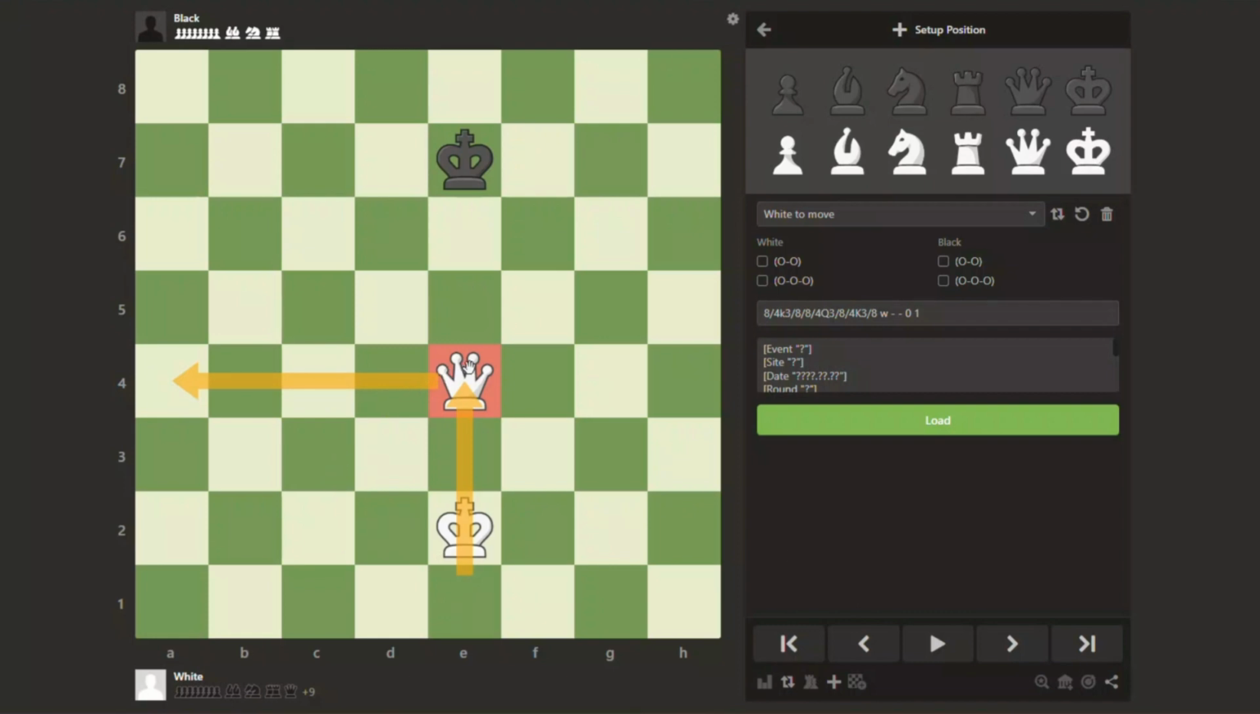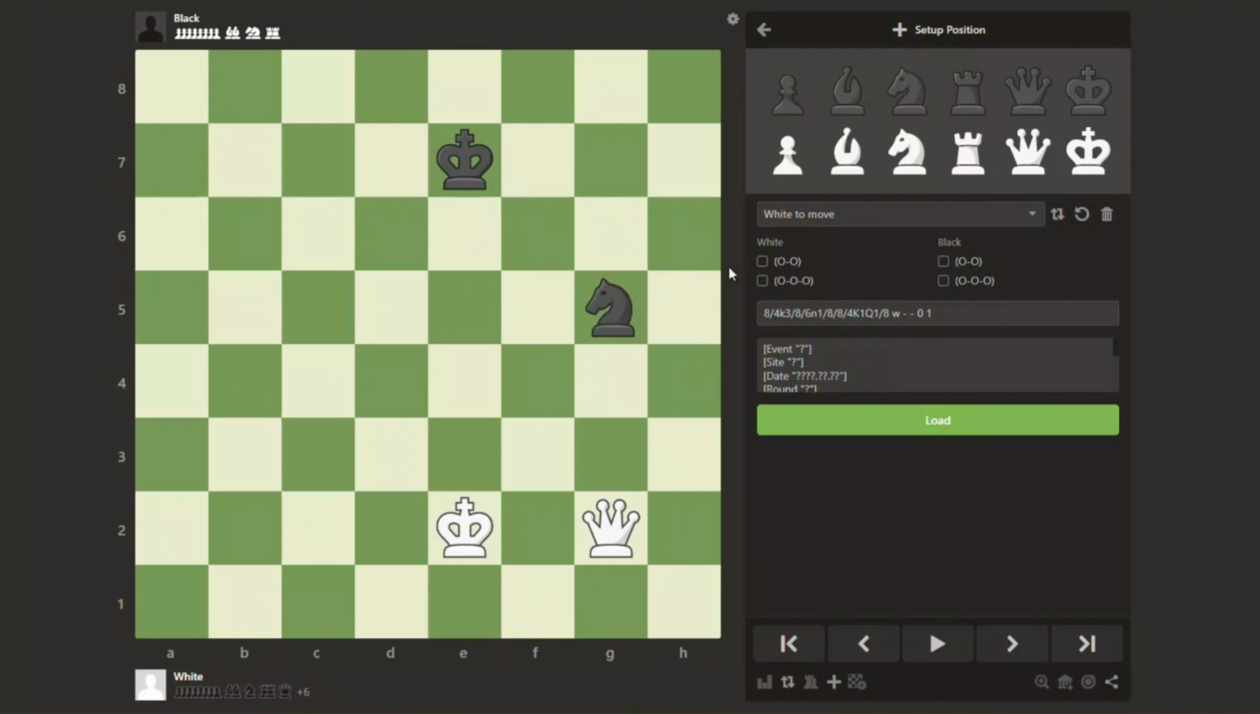I am attacking the king. So for check, as I have mentioned earlier, the symbol is plus. So my notation will be capital Q E4 plus. Now let's see another example.